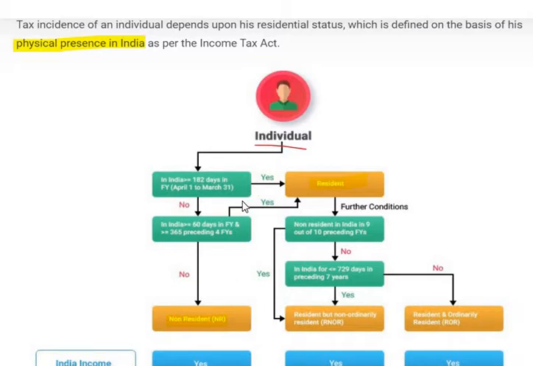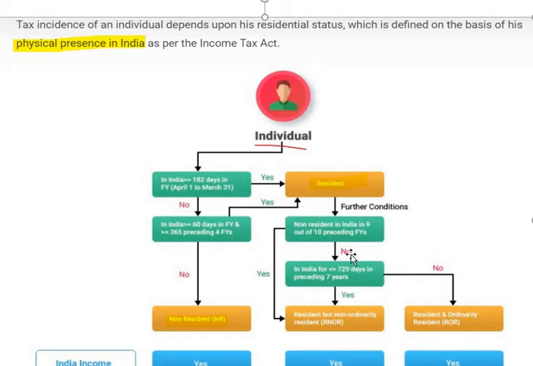Let us understand how the resident is classified into further two categories, that is resident but not ordinarily resident and resident and ordinarily resident. Here we will have to understand two more conditions. If a person is non-resident in India for 9 out of 10 preceding financial years, if this condition is satisfied, he will be definitely considered as a resident but not ordinarily resident.